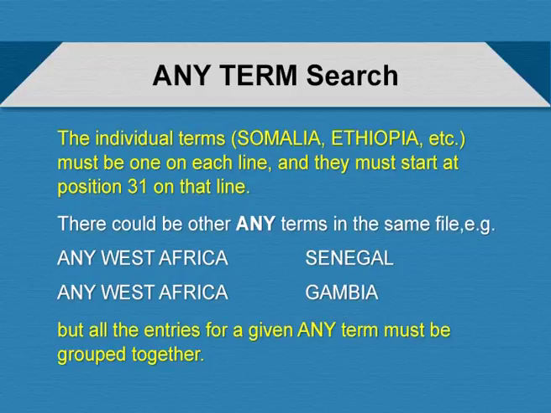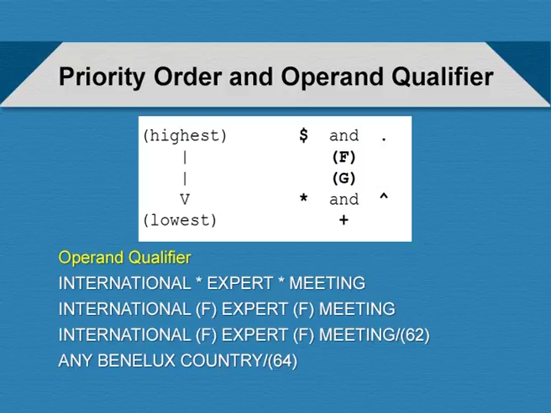Another option available with the any file is that in one any file you can enter any number of categories. Say for example, any East Africa, any Southeast Asia, any West Africa. You can combine all of these into one single any file, but in each and every case your options should start from character position 31.